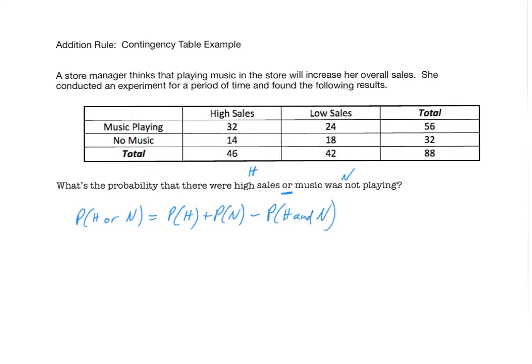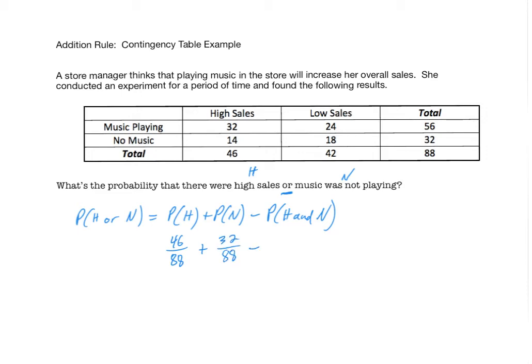So we can now compute each of these probabilities. The probability that there were high sales: there were 46 total hours where there were high sales out of 88 total hours of the experiment. So this is 46 out of 88. Plus, what's the probability that there was no music? Well, there were 32 hours for which there was no music out of the total of 88 hours for which they did the study. So this is 32 out of 88.